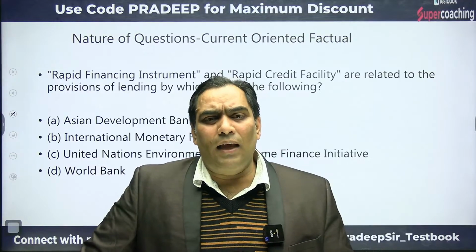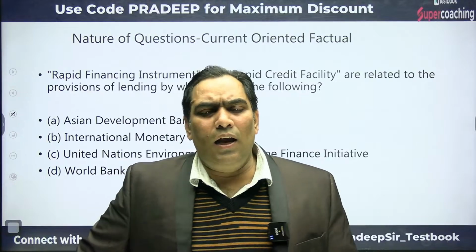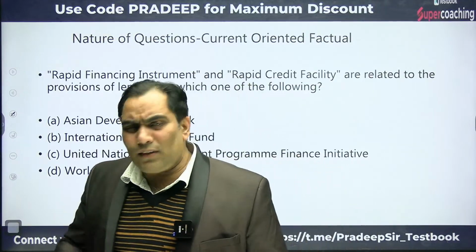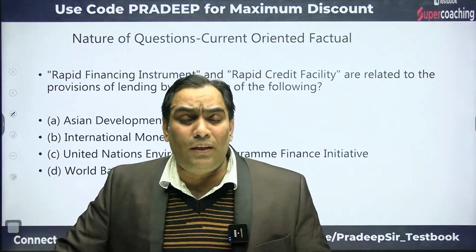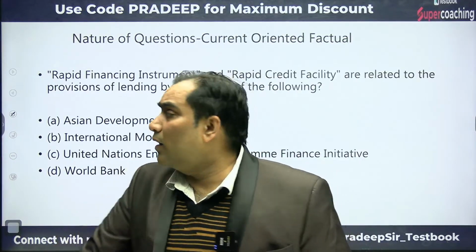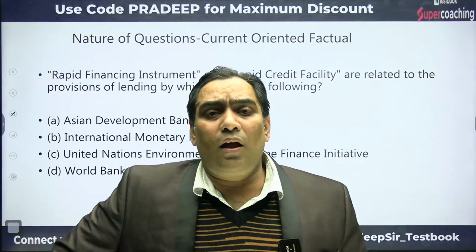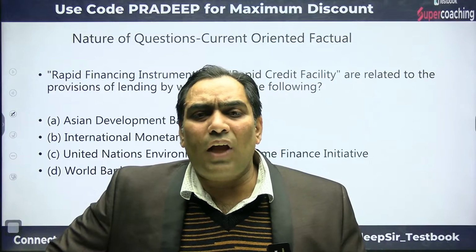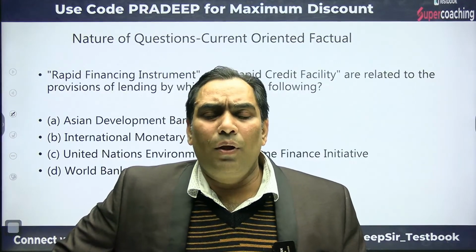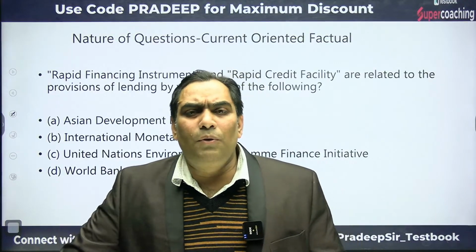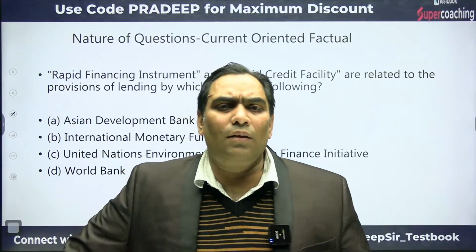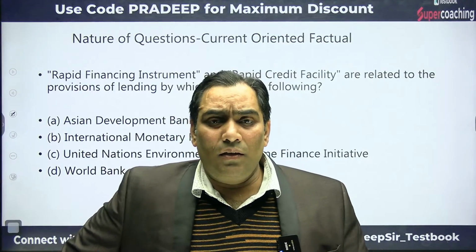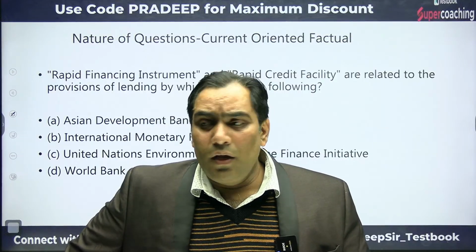But why has it been asked? Because it was in the news because of the Sri Lankan crisis. Sri Lanka was asking the IMF for the rapid credit facility. That's why this question was asked, and that's why it is nothing but current factual oriented. There was a BOP crisis in Sri Lanka, and they were asking for help from the IMF, the rapid credit facility.